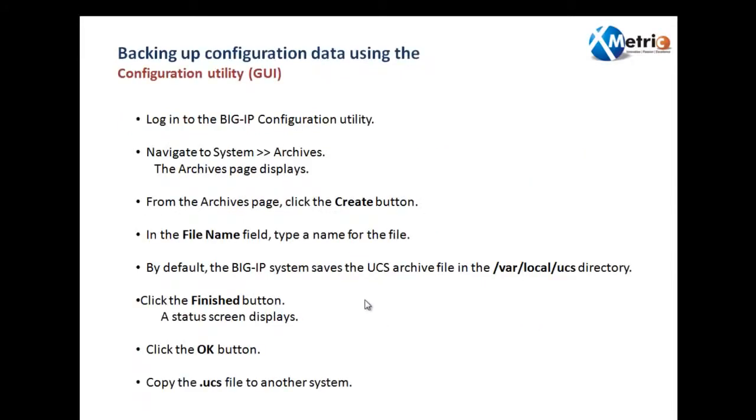Now, backing up configuration data using the configuration utility, that is the GUI. The steps are: log into the Big IP, navigate to System, Archives, and from the archive page you can click on Create, give the name of the backup file, and by default this file gets stored in the /var/local/ucs directory. Click on the Finished button, a status screen will appear. Click on OK. Now this UCS file you can keep on the F5 box or you can download it to your system. So let us jump on it.